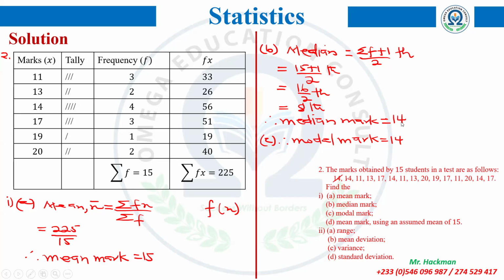So you come and draw your conclusion. The median mark is equal to 14. So the 8 here is the position. So all along, as you are dealing with the position, don't forget what you need to attach, the TH.